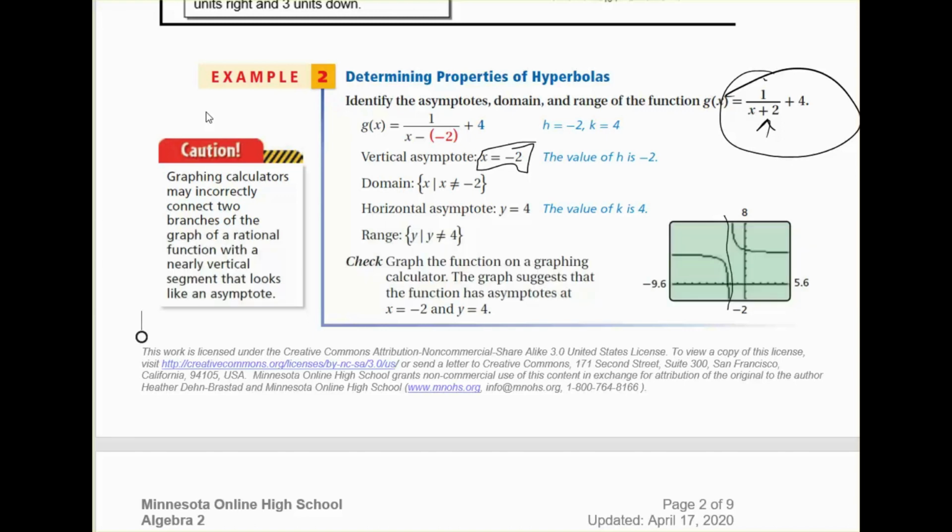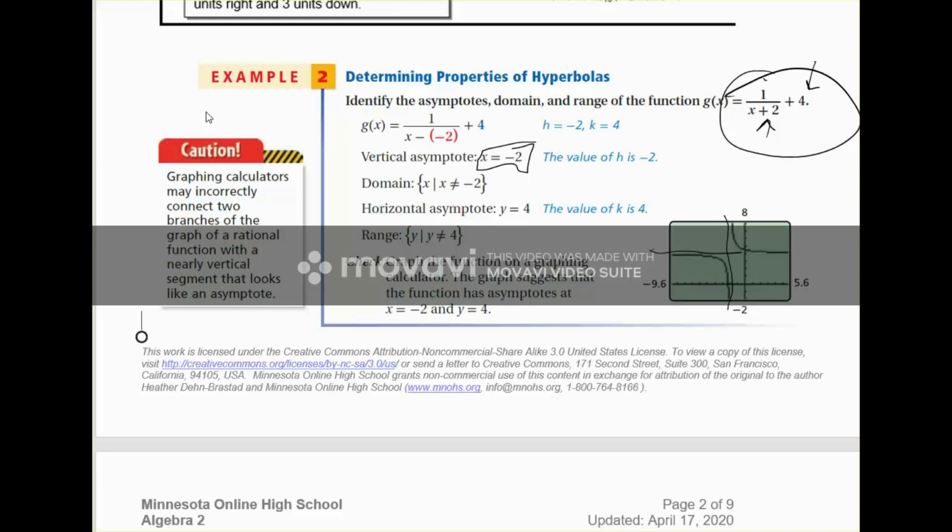And in this one, the horizontal asymptote is given from the number that has been added. So this one has been moved up. So instead of y equals 0, it's y equals 4.